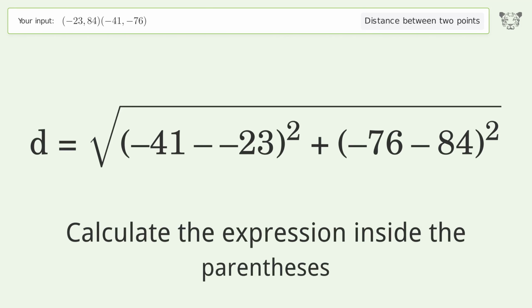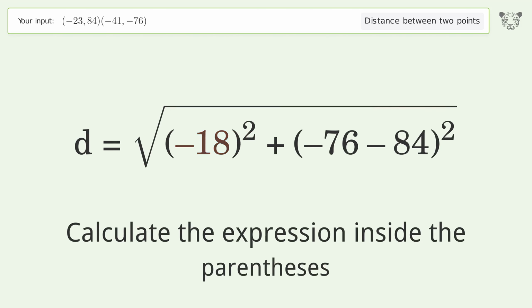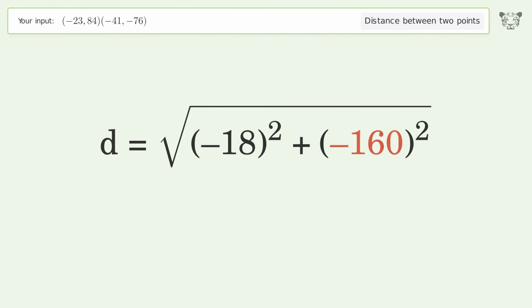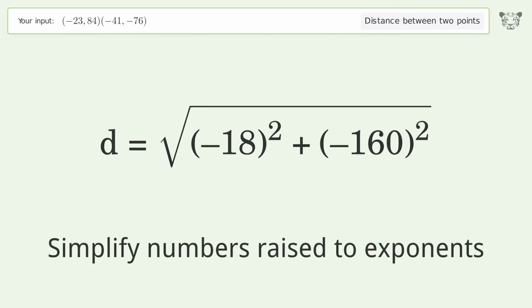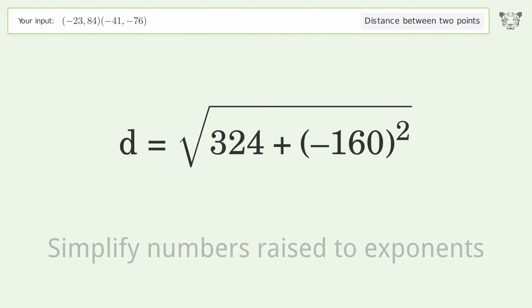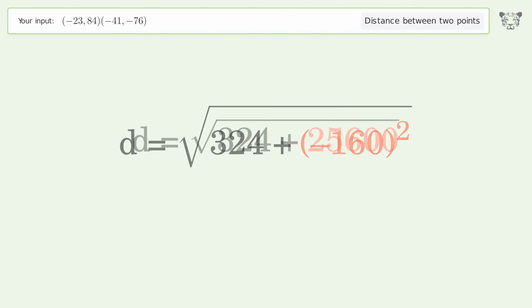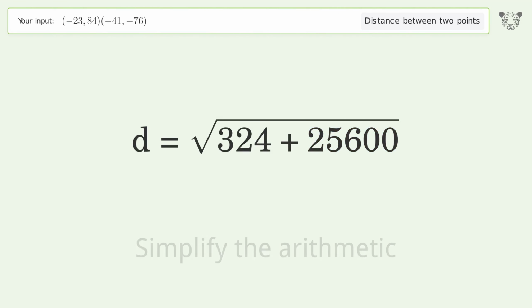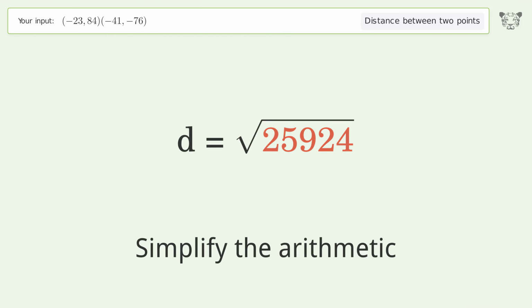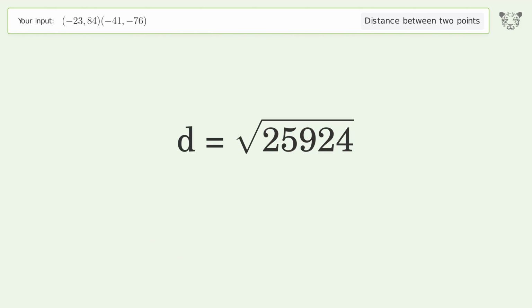Calculate the expression inside the parentheses. Simplify numbers raised to exponents. Simplify the arithmetic. And so the distance between the 2 points is the square root of 25,924 or 161.009.